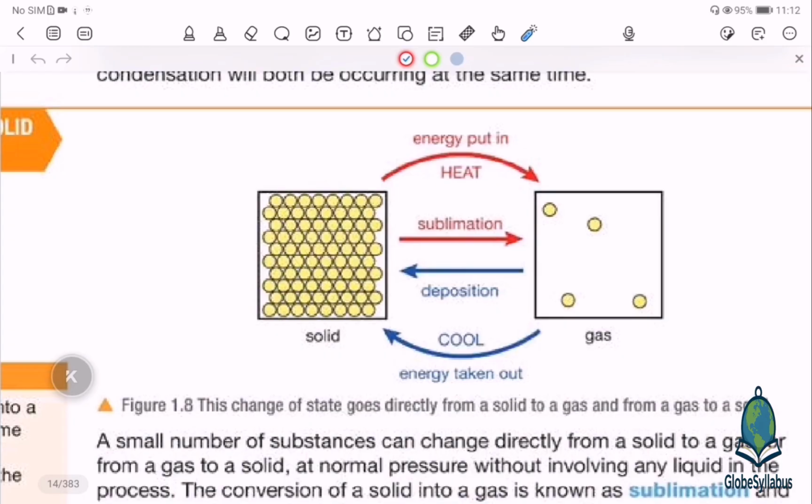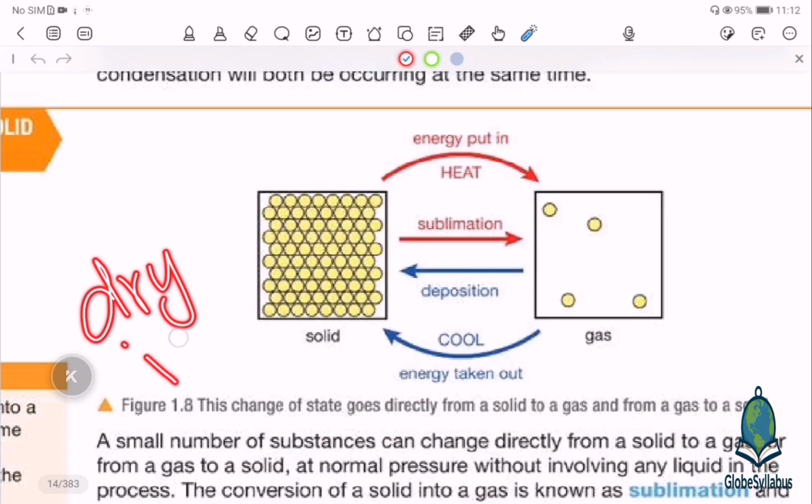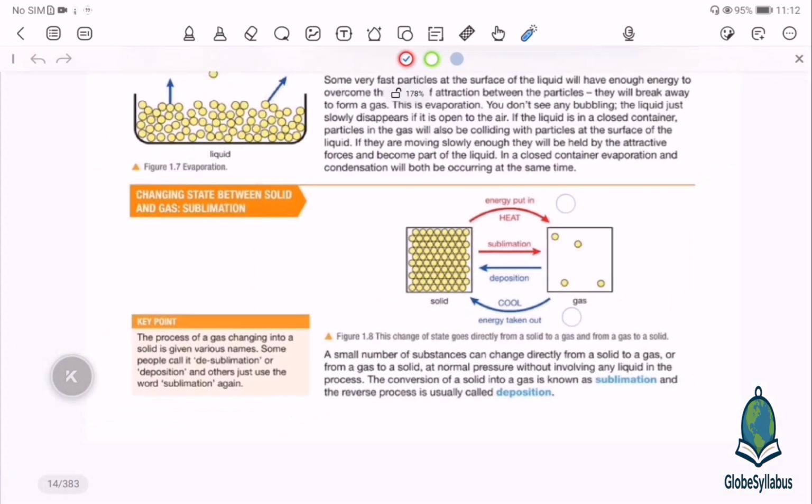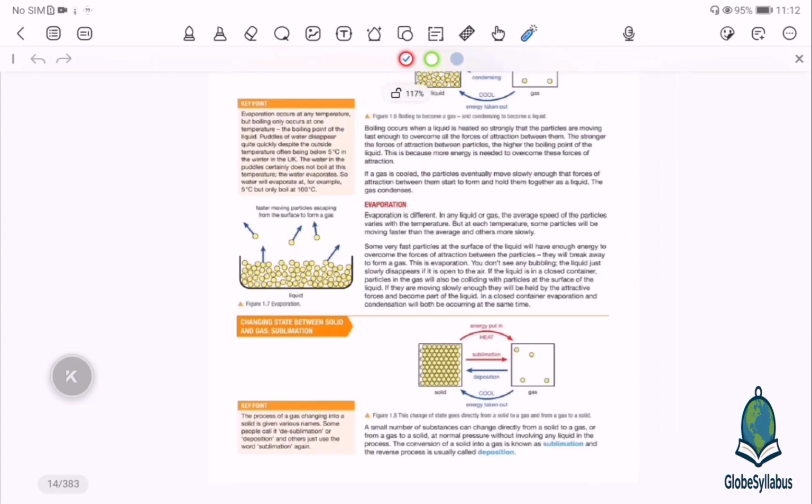What you need to know is that the process from solid becoming a gas requires input of energy, and the process is called sublimation. Whereas from gas to solid, it requires cooling, as we know, and it's called deposition. The example you need to know is carbon dioxide. The solid carbon dioxide is called dry ice. And that's pretty much all you need to know about conversions between solid and gas.